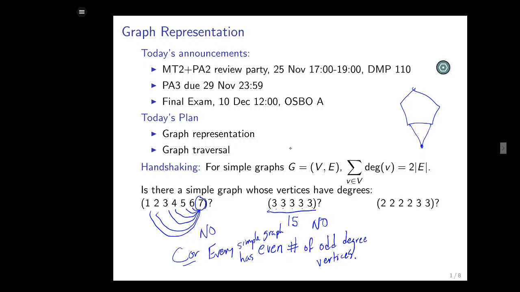Seems like we got 2 vertices of degree 3, and all of the rest are degree 2. And there's 1, 2, 3, 4, 5, 6 vertices, and there are 6 vertices there. Perfect. Great. Is there another one? Yep.